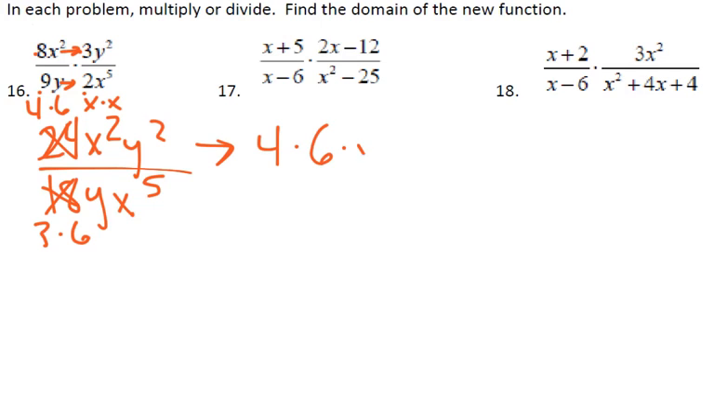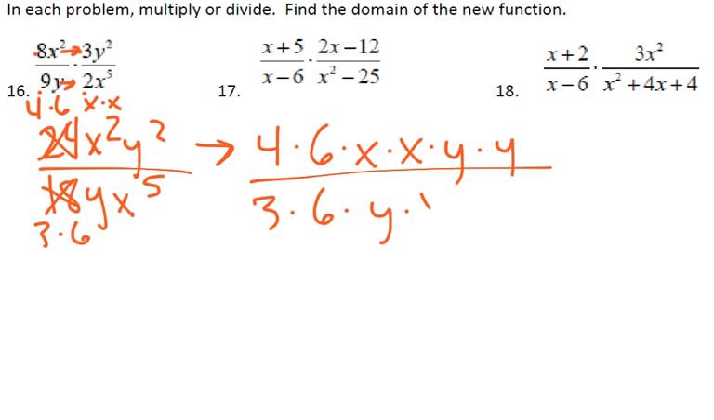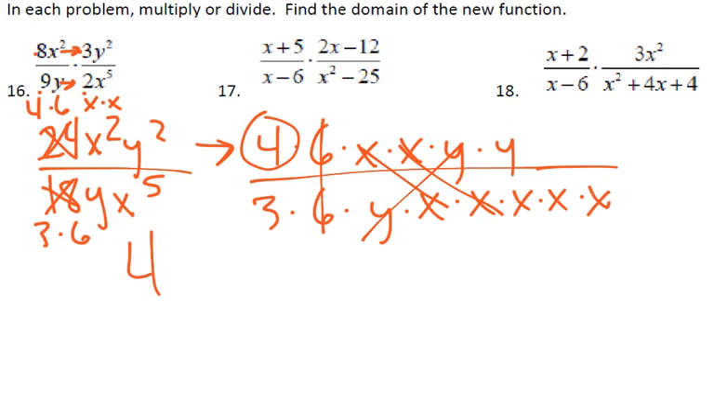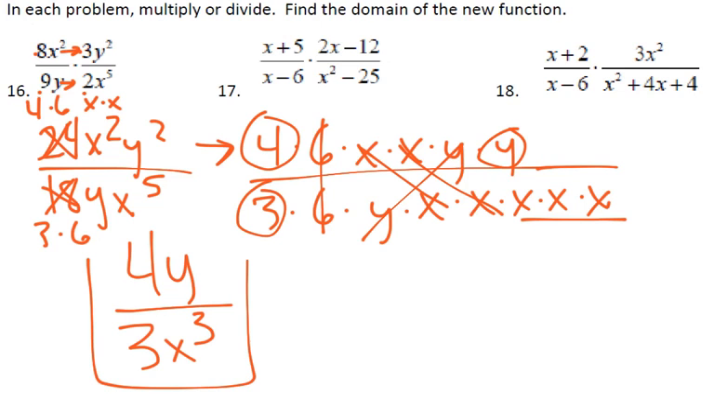4 times 6 times x times y times y, and then 3 times 6 times y times x times x times x times x times x. And then just eliminate what's the same on the top and bottom because it's all multiplication. So the 6's and 2 of the x's and 1 of the y's, leaving us with 4y on top and 3 and x cubed on the bottom. Okay? So with multiplication, that's all we're doing.